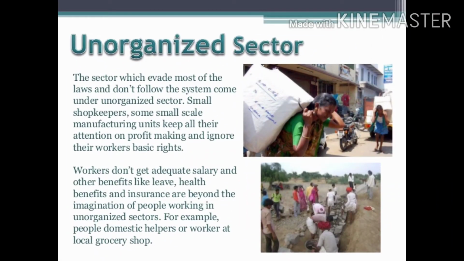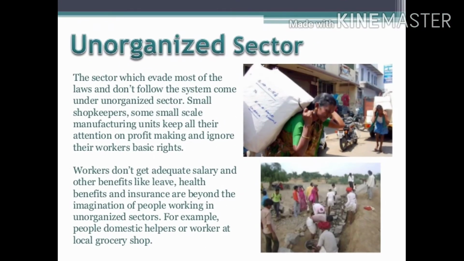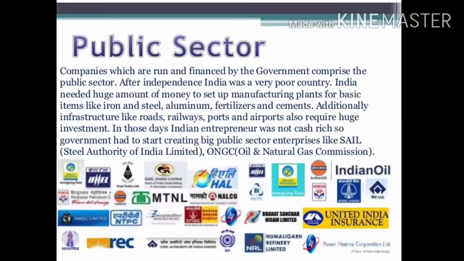Then the unorganized sector, the sector which evades most of the law and does not follow the system, comes under the unorganized sector. The small shopkeeper, small scale manufacturing. Okay. So in this sector, the manufacturing units keep all their attention on making only profit and ignore the workers' basic rights. So workers do not get adequate salary also.